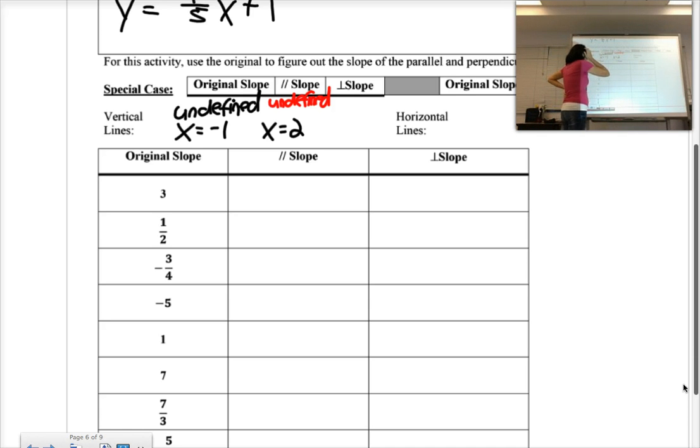Now, before we get to perpendicular, let's talk about the slope of a horizontal line. Okay, so a horizontal line is flat, like this, right? Because it's going straight back and forth. There's no incline up or down. So we call that a slope of 0. Okay? And a line parallel to that would be any line that also has a slope of 0.